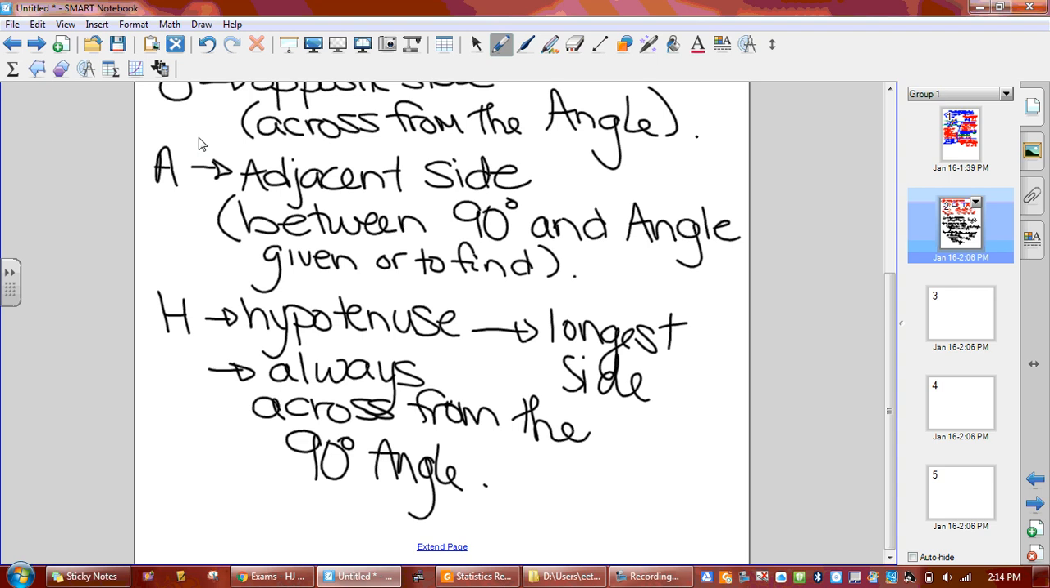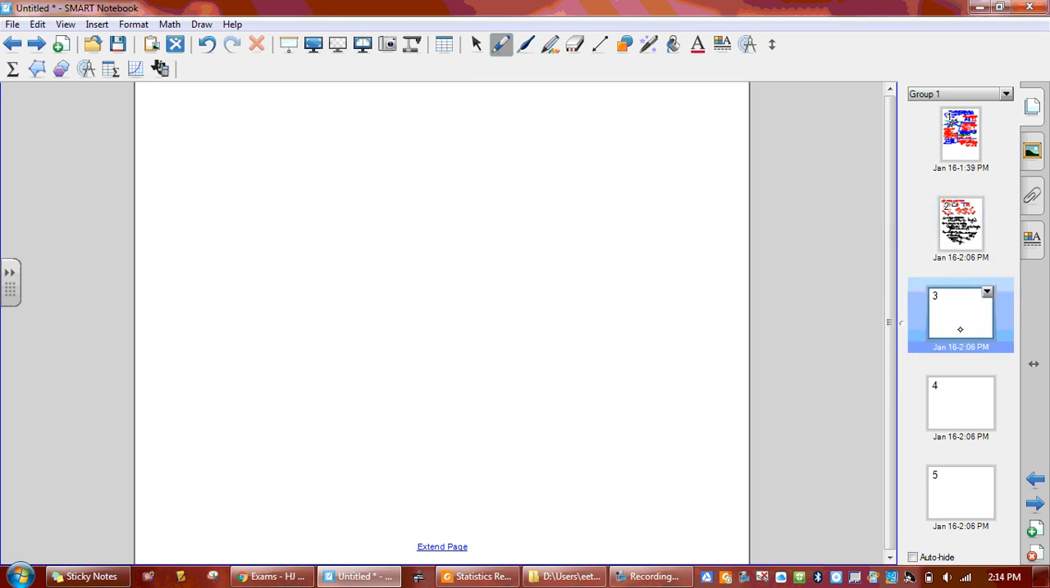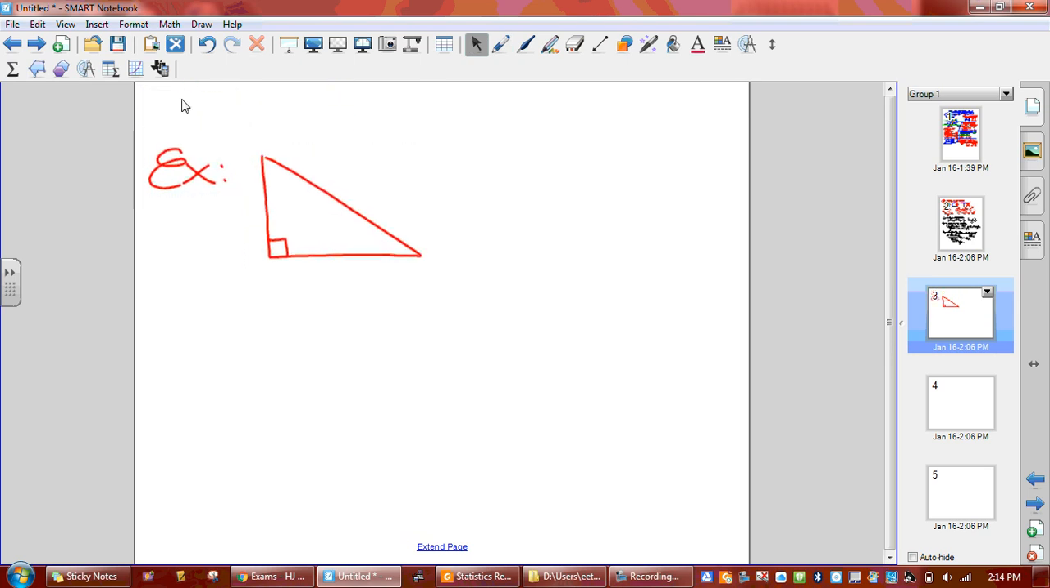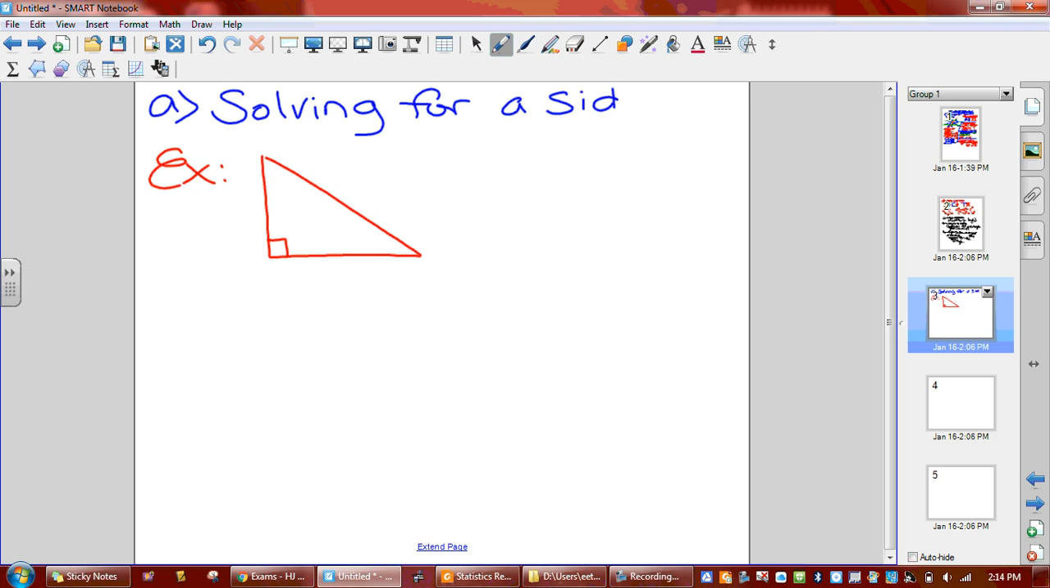So our example we're starting with here, we have to remember how to label our triangle. I'm going to draw a triangle here first, and we are going to solve for a side. So let's say I've got 30 degrees here, and I've got X, and I have 6.